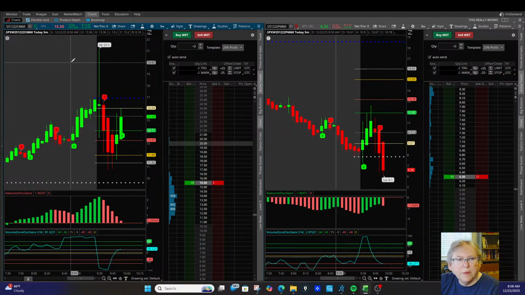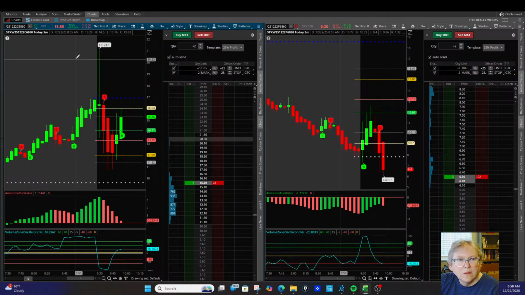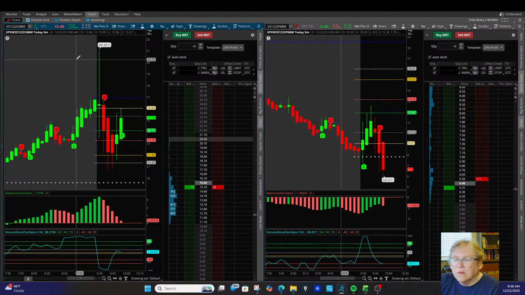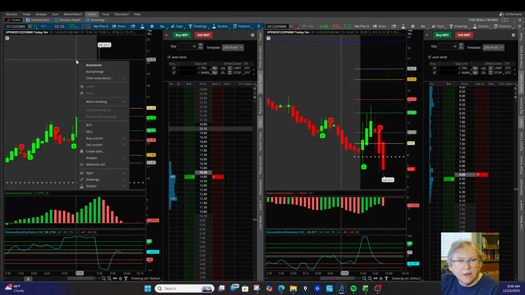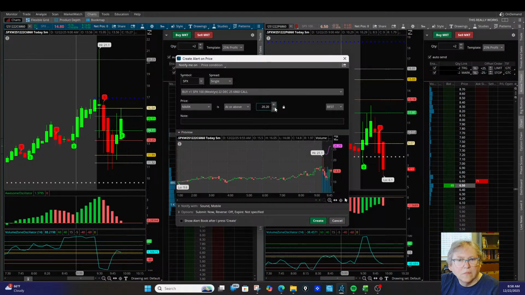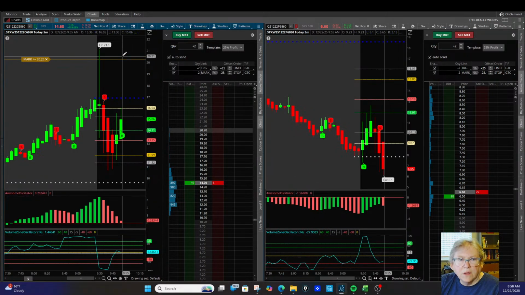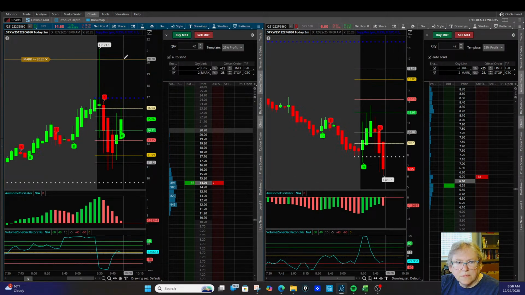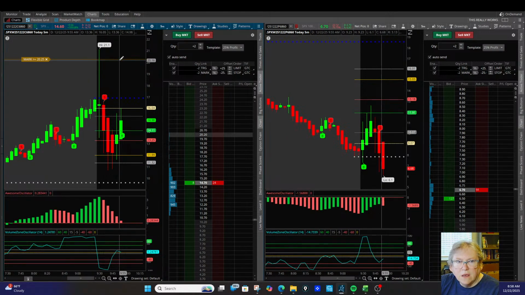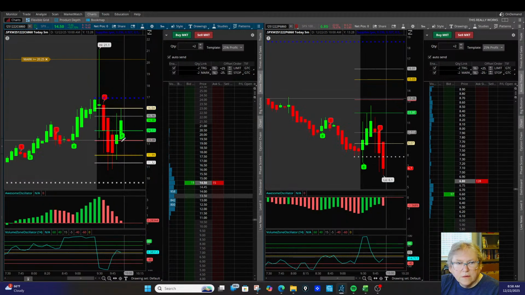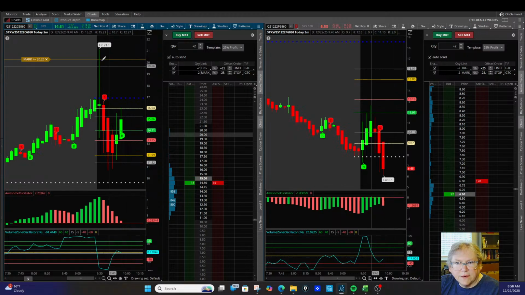Okay, I'm going to mark up here, $20.25. And this would have been my limit order right here. The limit order would have gotten me $1,010. So this still has quite a bit to go to hit that.